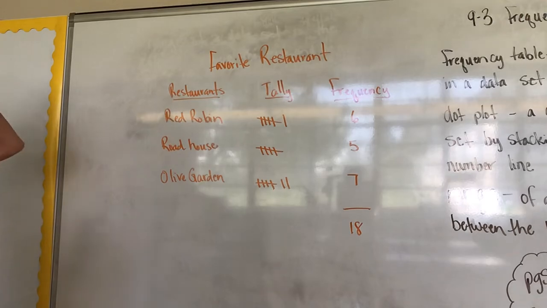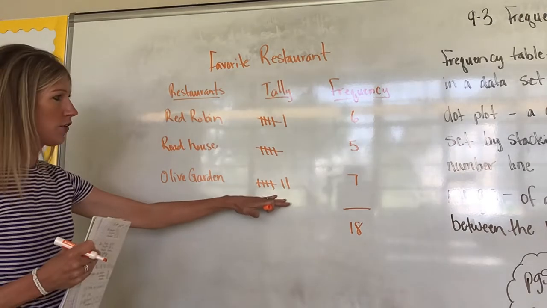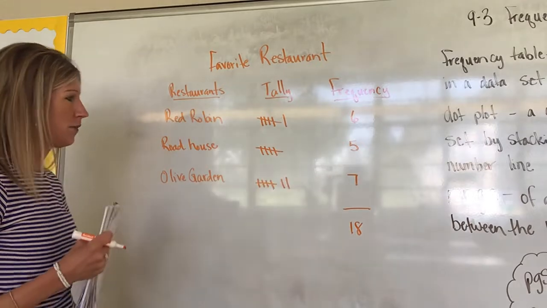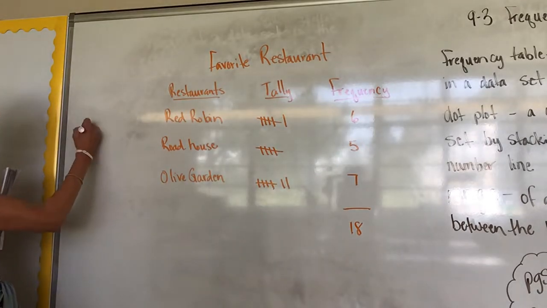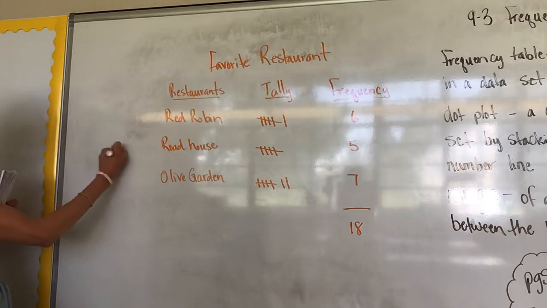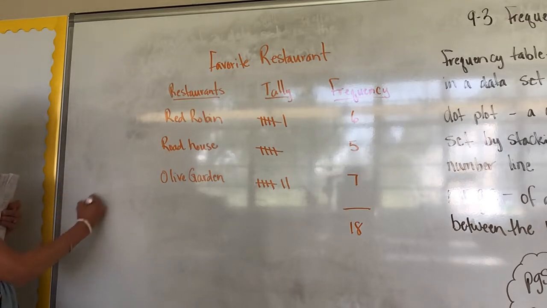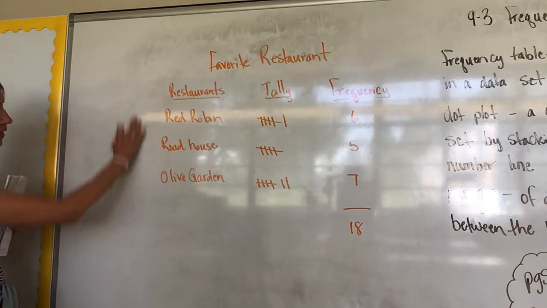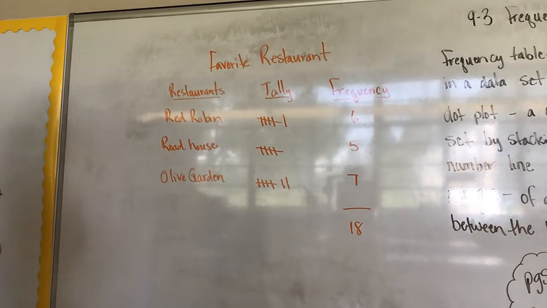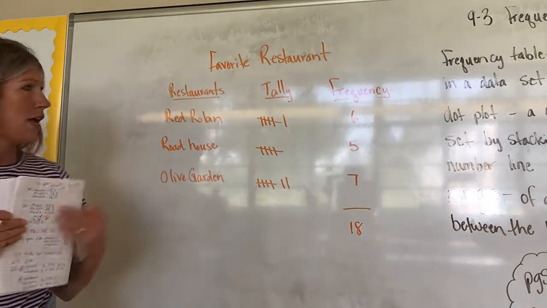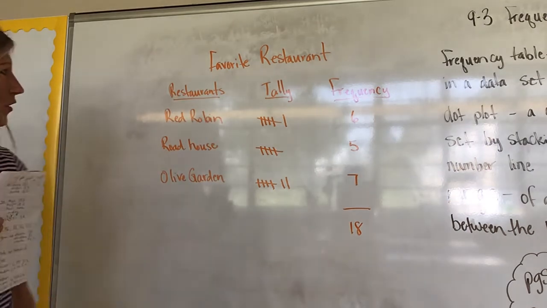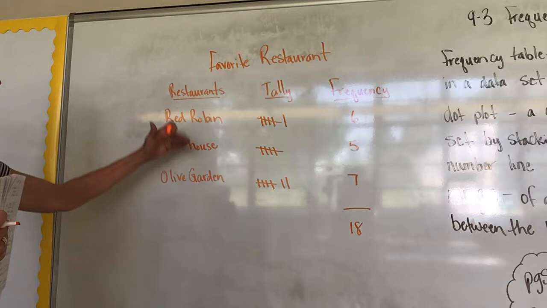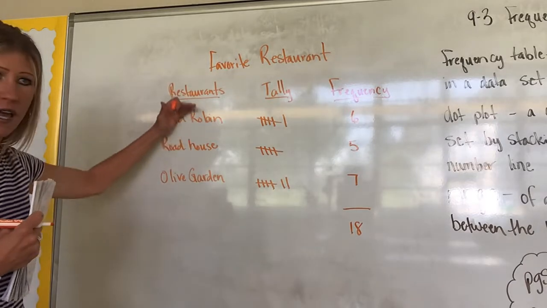Okay, now if we look, we realize, okay, obviously Olive Garden won. They had seven marks. Now, if we would have just been writing down on a piece of paper, Red Robin, Roadhouse, Olive Garden, Red Robin, Roadhouse, and every time someone told us one, we just wrote that name, and then we had a bunch of names on a piece of paper, that's not going to be as easy to read as putting it into this simple frequency table. So we just have our restaurants, whatever we're finding out about.